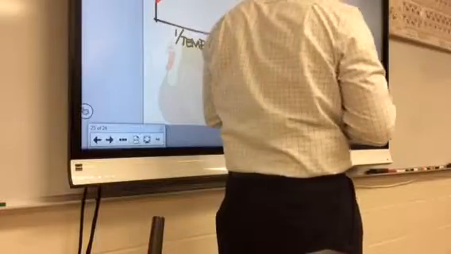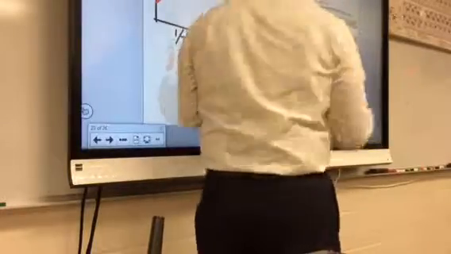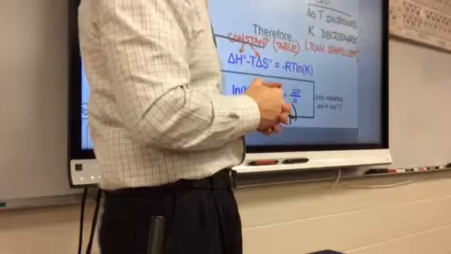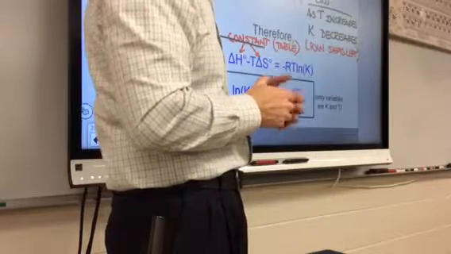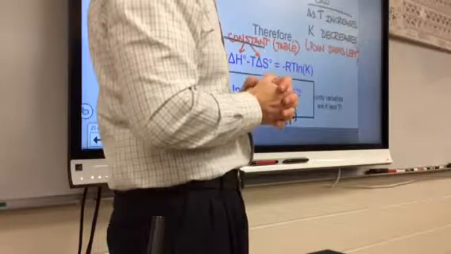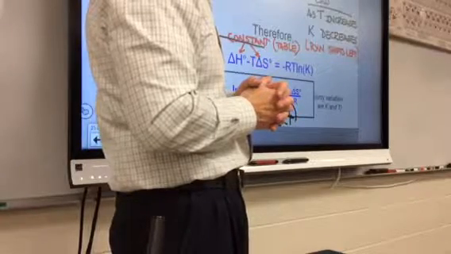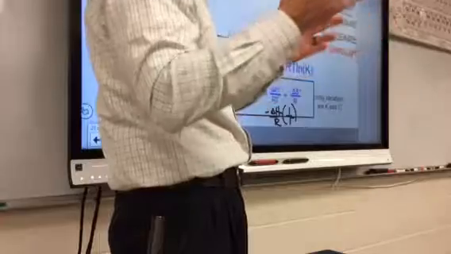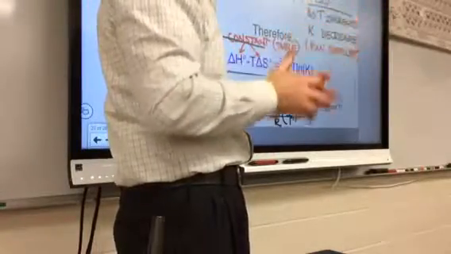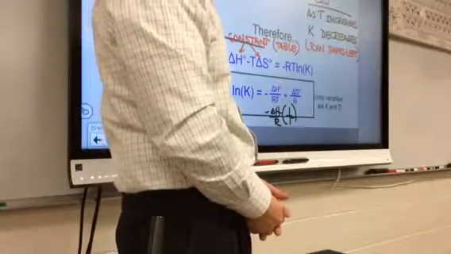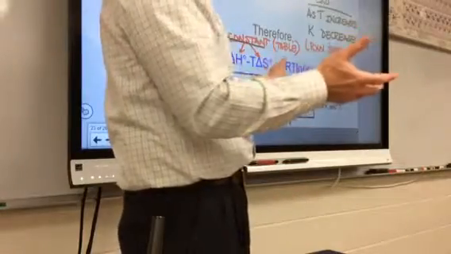So only exothermic is when... Yeah, this is only true for exothermic reactions. Let's say you have the combustion of CH4, methane, and O2, and it gives you CO2 and H2O. Yeah. So that's an exothermic reaction.